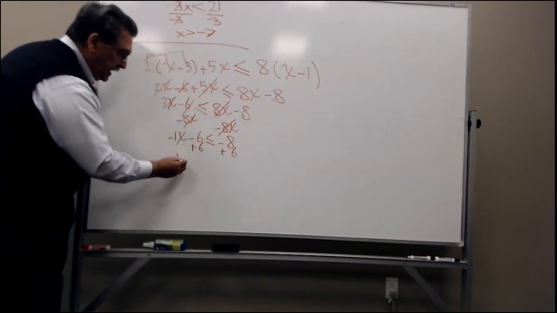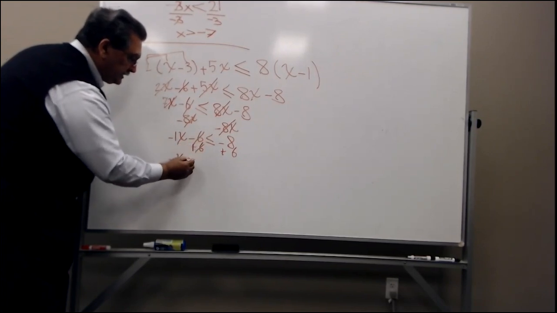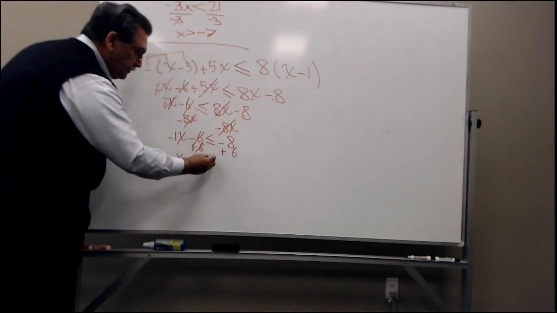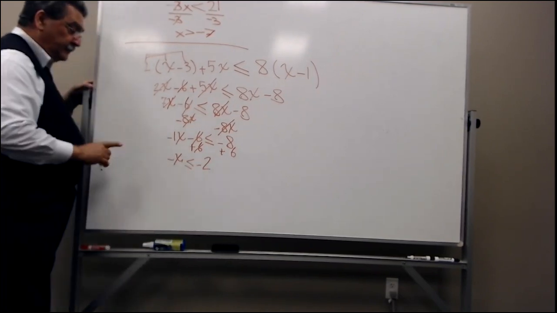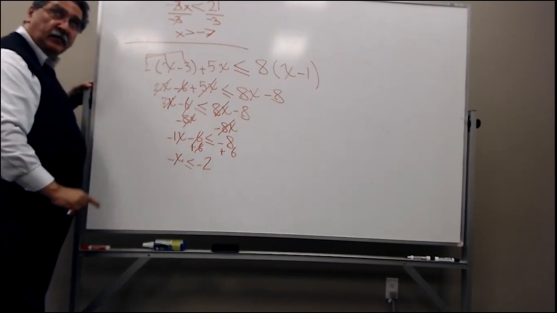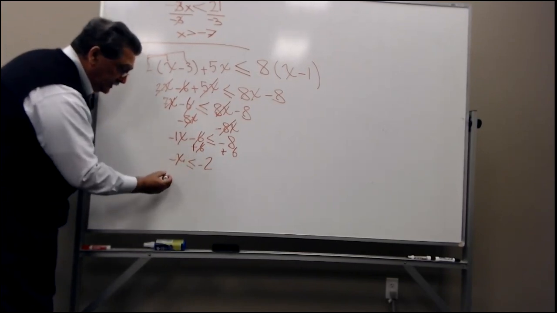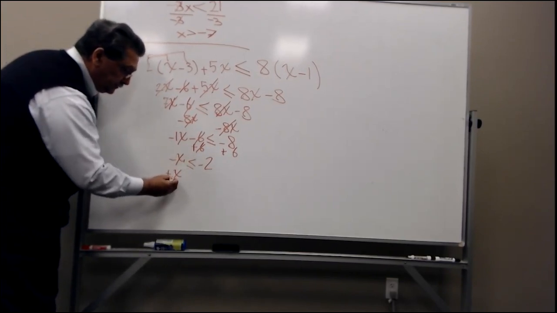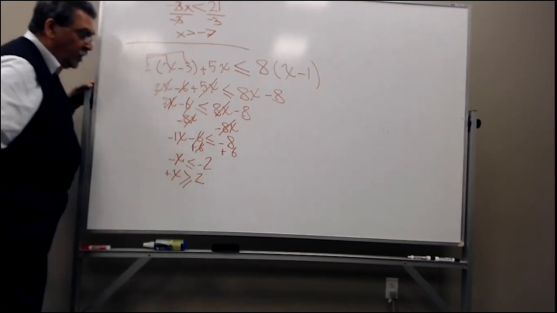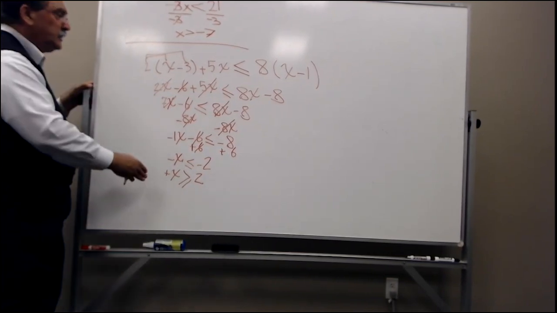You get minus x. These two cancel, less than or equal to, plus 6 minus 8, minus 2. Now I want x, so I'll multiply both sides by negative 1. But once I do that, I have to reverse the sign. So this becomes plus x greater than or equal to 2. For all numbers greater than or equal to 2, this inequality holds.